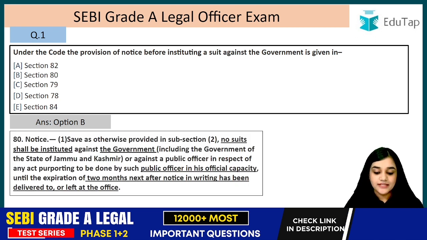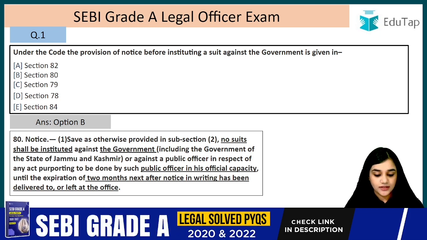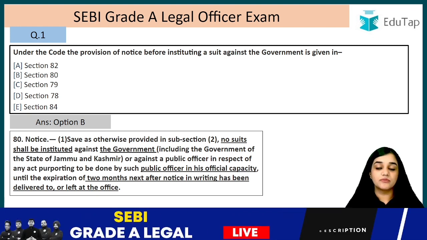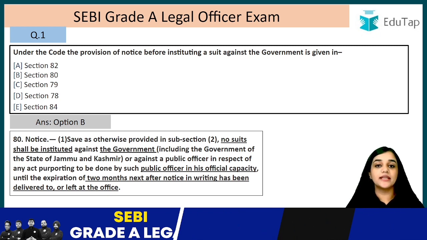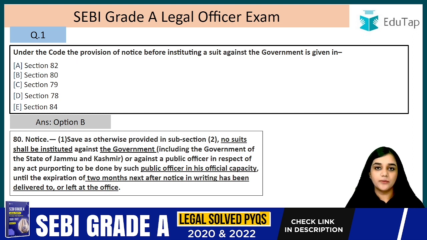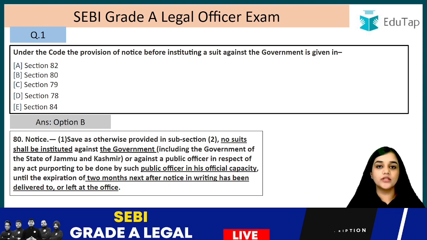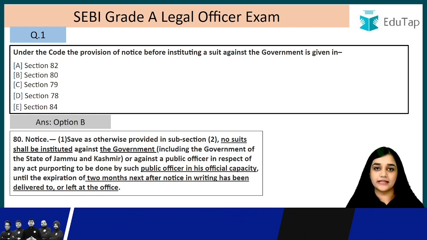Notice. Save as otherwise provided in subsection 2, no suit shall be instituted against the government or against the public officer in respect of any act purporting to be done by such public officer in his official capacity. So they are saying these are the special circumstances in case of the government or in case we are instituting a suit against a public officer in his official capacity. This section does not apply if you have to institute a suit against a public officer in his private capacity. They are only talking about a suit that you have to institute against him in his official capacity, something he has done in his official capacity, against that action only, right?